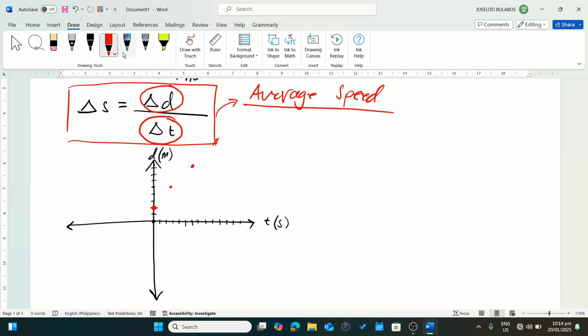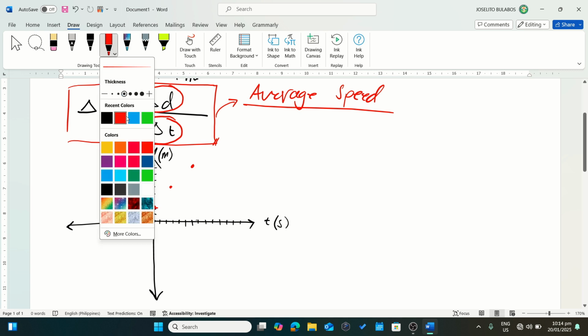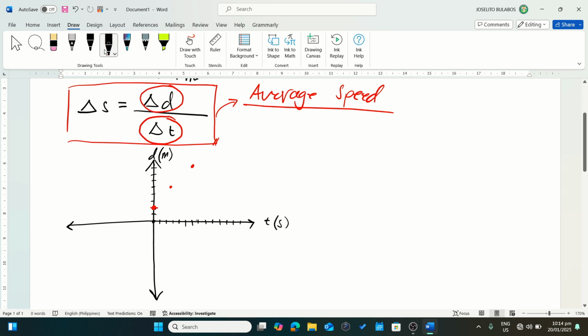So let me just put some labels here. So this is 2 meters, this is 5 meters, and this will be 8. So that's 0, that's 1, 2, 3 seconds. This is 6.